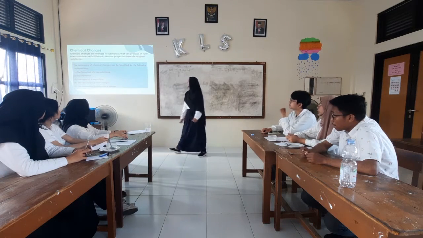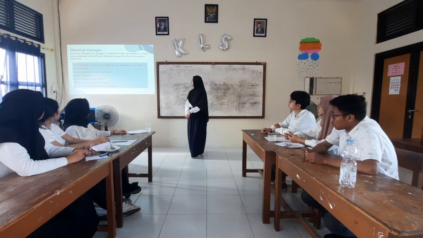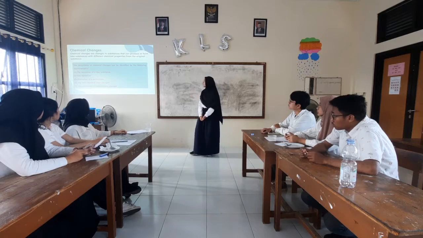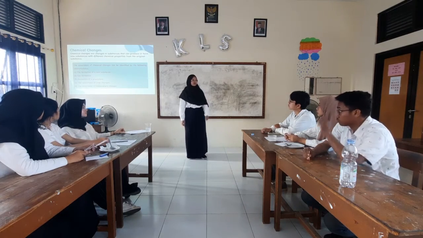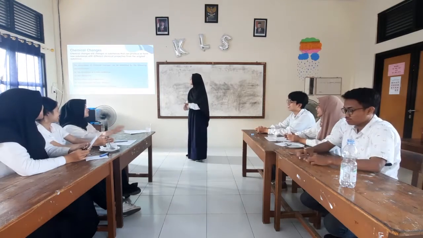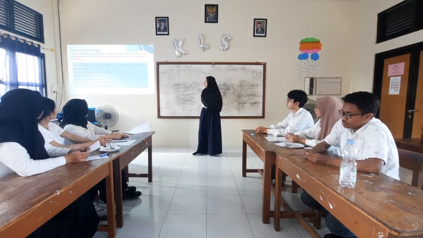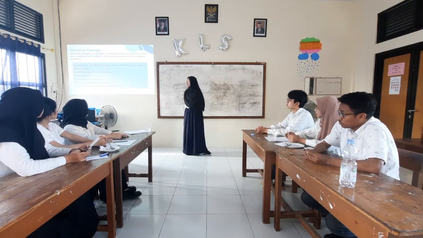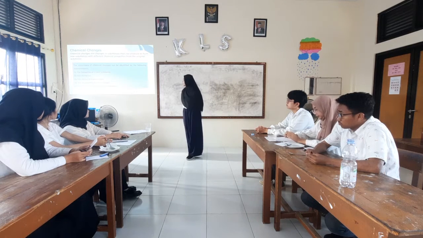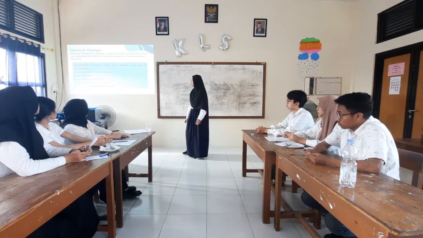And chemical changes. Chemical changes are changes in substances that can produce or form a new substance with different chemical properties from the original substance. And group 2 is correct for the definition of chemical changes. The occurrence of chemical changes can be identified by the following characteristics. First, the formation of a new substance. Second, gas formation. Third, formation of a precipitate. Fourth, the occurrence of color changes. And fifth, the occurrence of temperature changes.